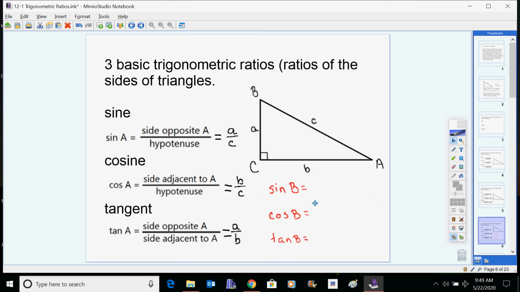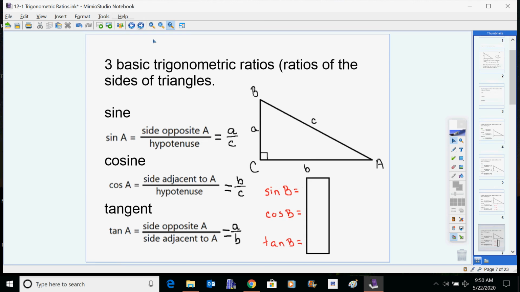Now, if we're looking at basing everything off of B, okay, the sine of B and the cosine of B and the tangent of B, in this case, our words change around with this. Sine of B is the side opposite of B over the hypotenuse. So the side opposite of B is b and the hypotenuse is c. So the sine of B would be b over c. The cosine, adjacent to B, would be a over c. And the tangent would be b over a.